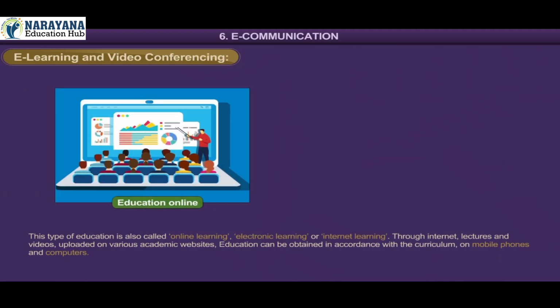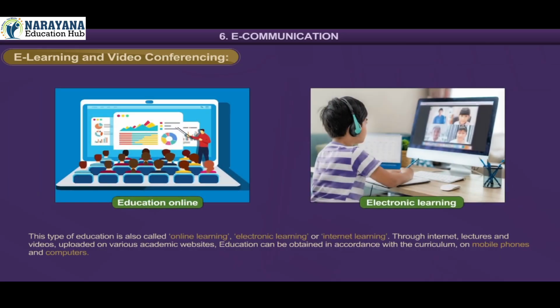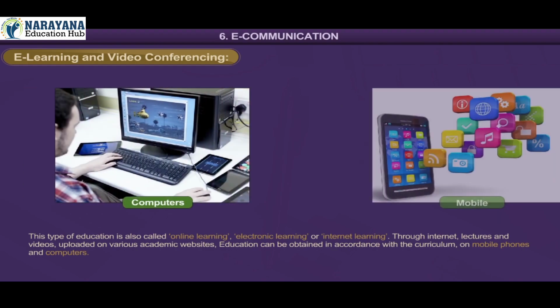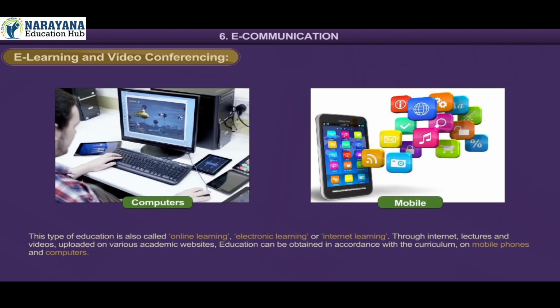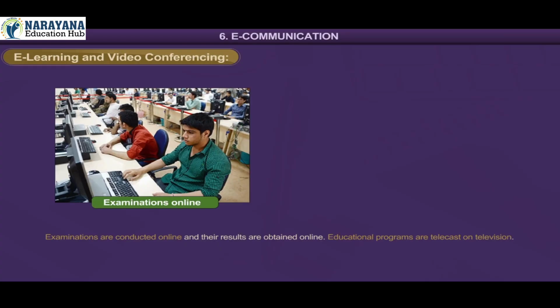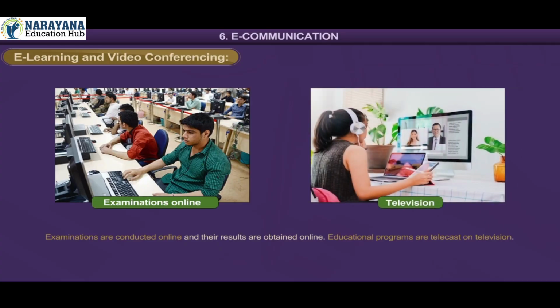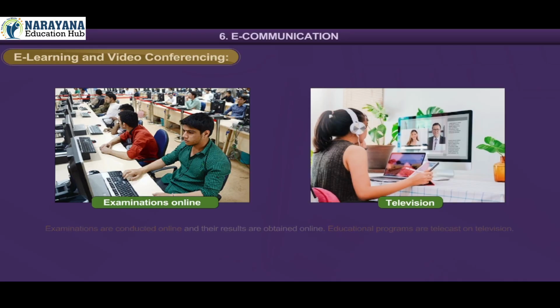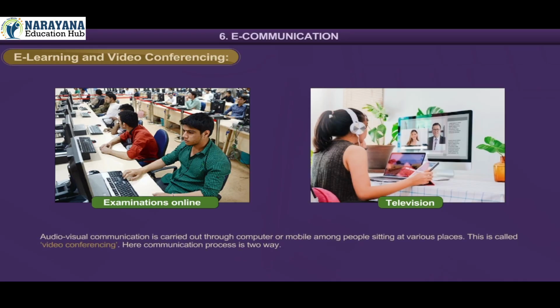Through the internet, lectures and videos uploaded on various academic websites, education can be obtained in accordance with the curriculum on mobile phones and computers. Examinations are conducted online and the results are obtained online. Educational programs are telecast on television. Audiovisual communication is carried out through computer or mobile among people sitting at various places. This is called video conferencing. Here the communication process is two-way.